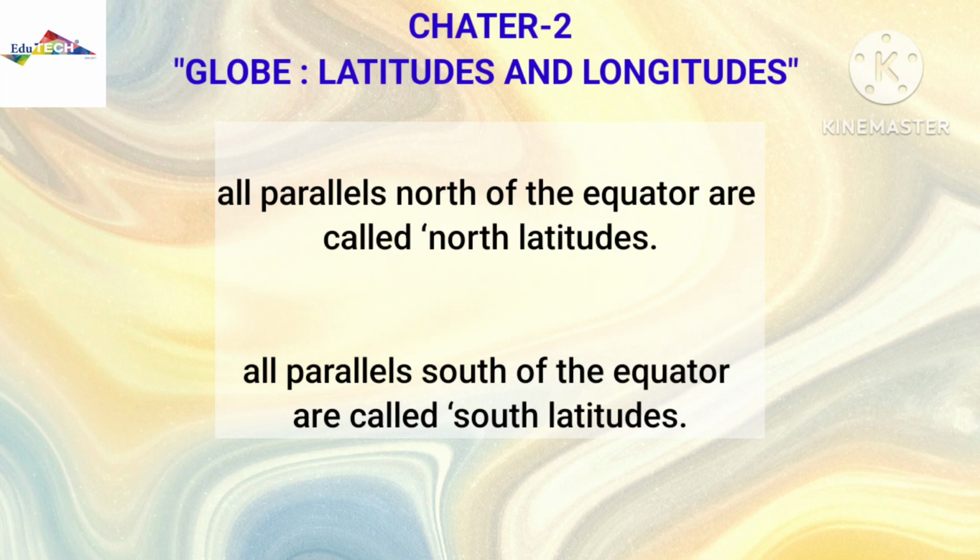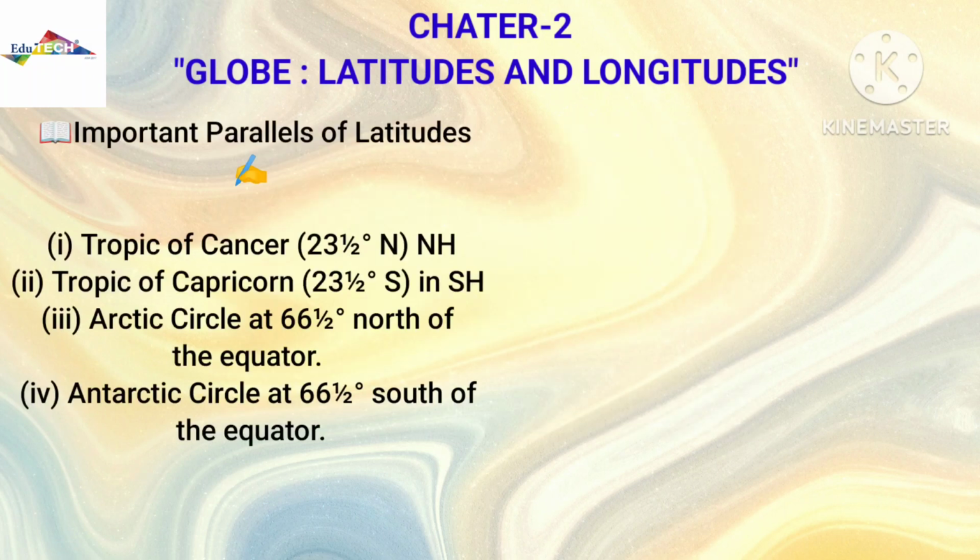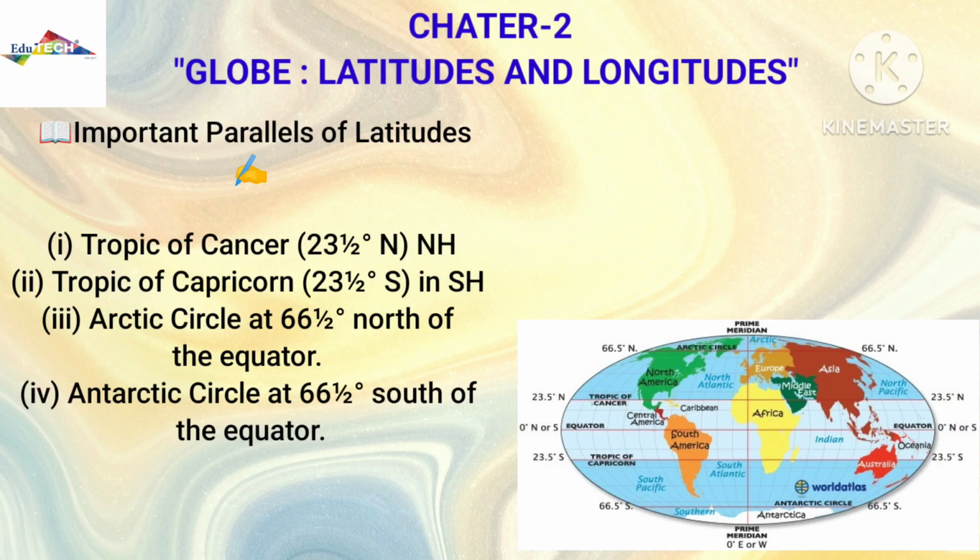What are the north latitudes? All parallels north of the equator are called north latitudes. And what are the south latitudes? All parallels south of the equator are called south latitudes. Important parallels of latitude: the Tropic of Cancer, at 23.5 degrees north in the northern hemisphere, and the Tropic of Capricorn, at 23.5 degrees south in the southern hemisphere. The Arctic Circle is at 66.5 degrees north of the equator. The Antarctic Circle is at 66.5 degrees south of the equator.